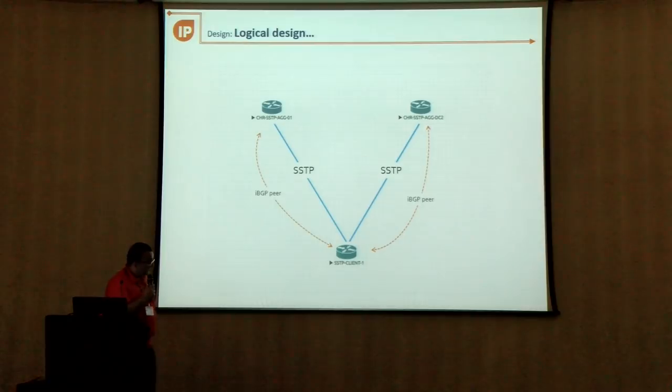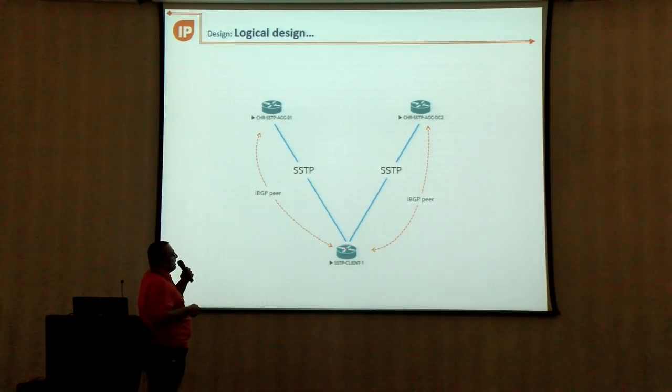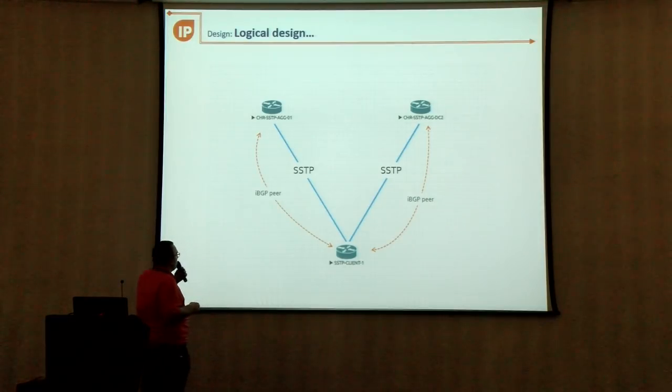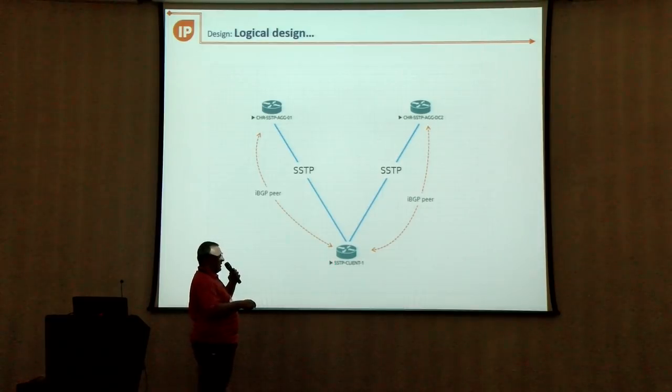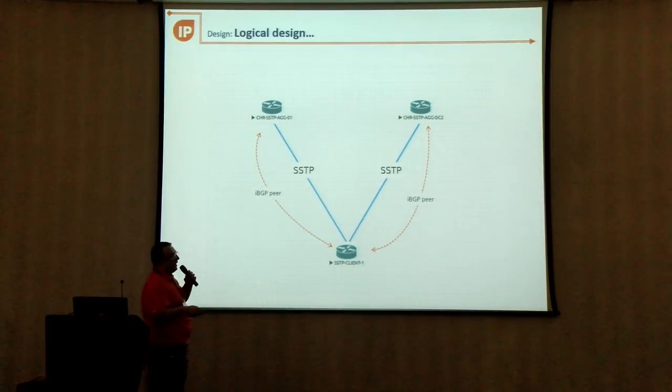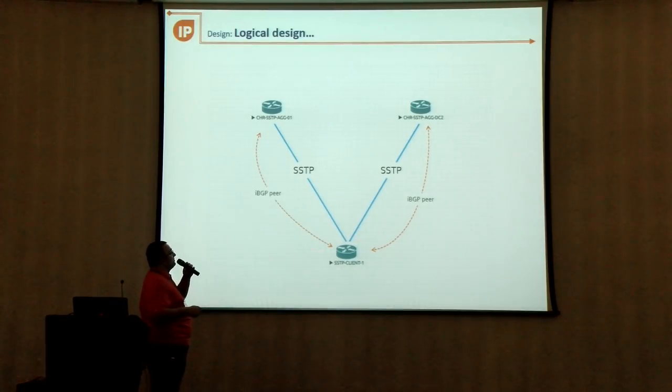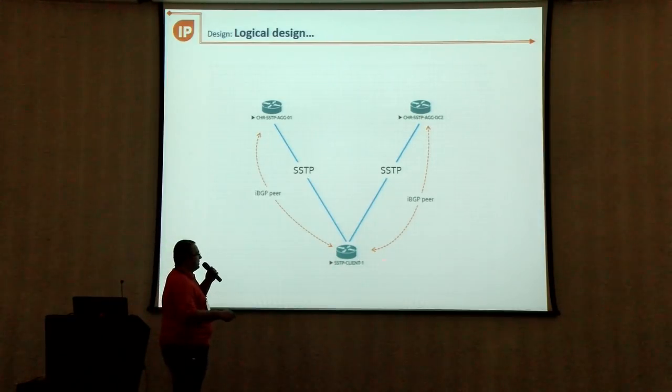And this is the logical design. We have the SSTP client, some router somewhere. Through the internet, it makes an SSTP tunnel to the aggregation SSTP CHR 1, and makes another tunnel to the SSTP CHR aggregation 2. Of course, this router has some corporate network behind it and needs to announce that network to both of the CHRs. So we need to make a BGP peer to aggregation 1, make a BGP peer to aggregation 2, and announce the networks that are behind this router.